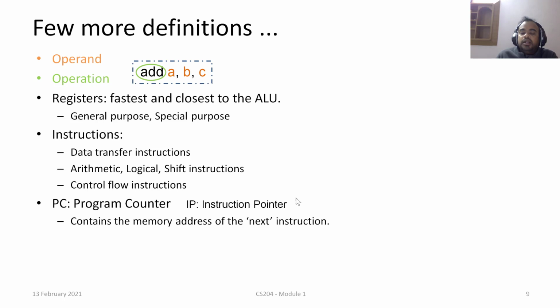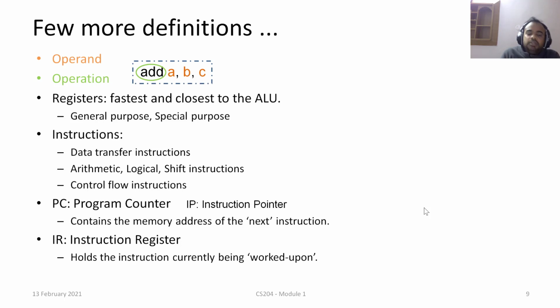It's also called an instruction pointer sometimes. It is a pointer to the next instruction, right? It stores the address of the next instruction. Instruction register, on the other hand, is the instruction that the control unit and the data unit or the ALU are currently working on. When we say that add a comma b comma c is currently being executed, then the instruction register will have add a comma b comma c in it, and the program counter would be pointing to the next instruction following this add instruction.